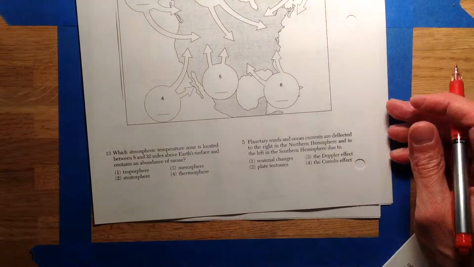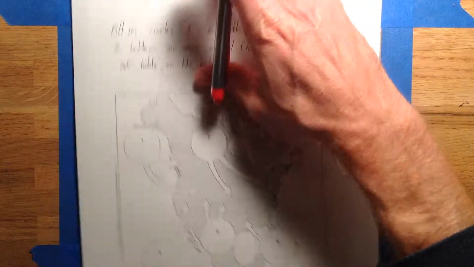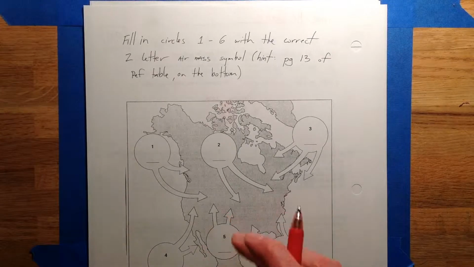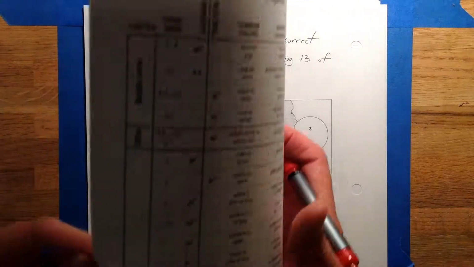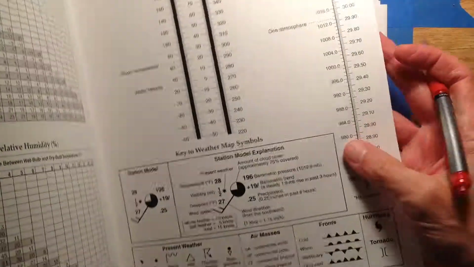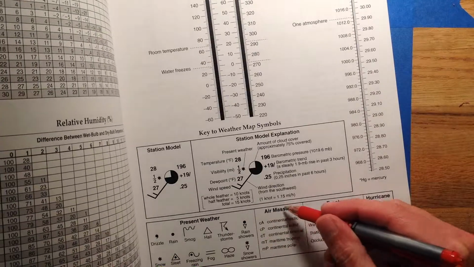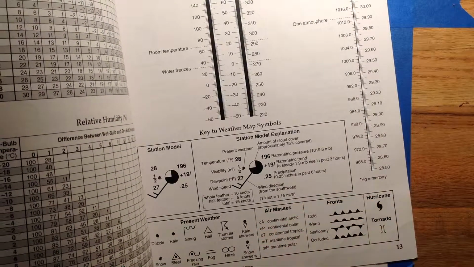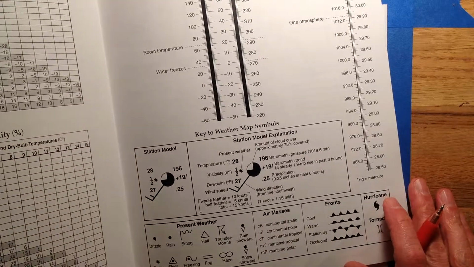On the back. Okay, on the back it says fill in circles 1 through 6 with the correct 2-letter air mass symbol. Hint, page 13 of the reference table on the bottom. That's a good hint. Wow, that's a good hint. Let's look at page 13 on the bottom. It's this. These are the air masses right here. Okay, the 2-letter symbol is this, lowercase, then capital letter. It has to be written that way. Lowercase, then capital, okay?